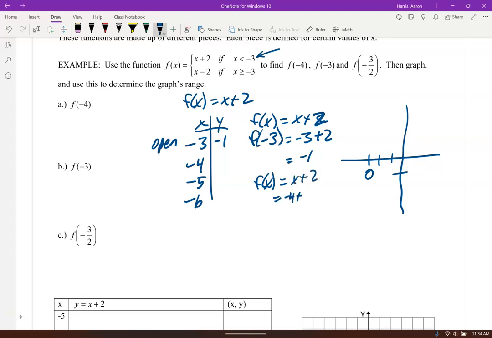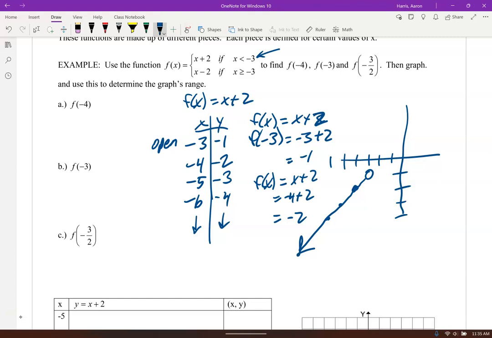So let me plug in negative 4 plus 2. That gives us negative 2. So I got negative 4, negative 2. Plug in negative 5. Negative 5 plus 2 is negative 3. Negative 6 plus 2 is negative 4, and so on, right? This keeps going. And so you plug negative 5, negative 3, negative 6, negative 4. And you can see that this will just keep going. That's that part, the top part of this piecewise defined function.